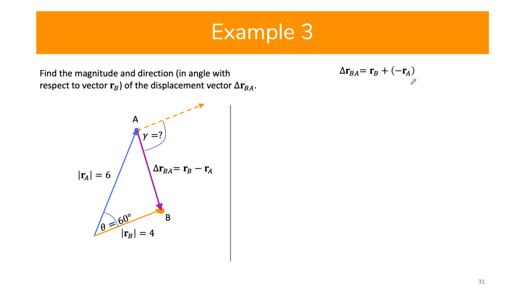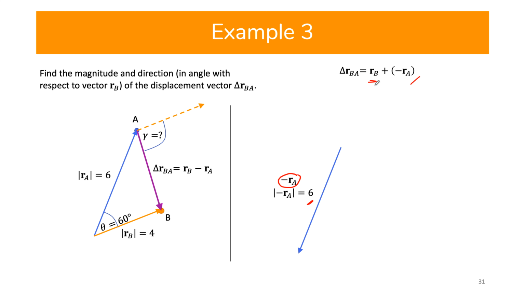Let's look at minus RA first. We know that this is RA. It's as long as 6 units and its head is there. For minus RA, what we have to do is flip the direction, right? So the head of minus RA is not going to be there. It's going to be here, like this. So this whole vector represented graphically here is minus RA. This whole thing is minus RA. Its magnitude is still 6.